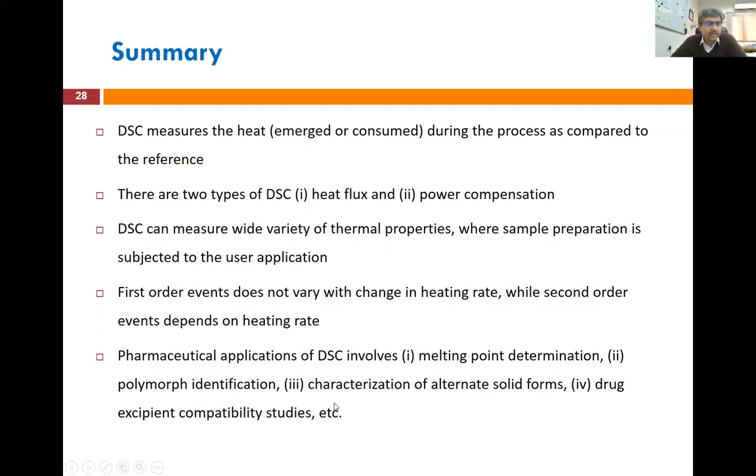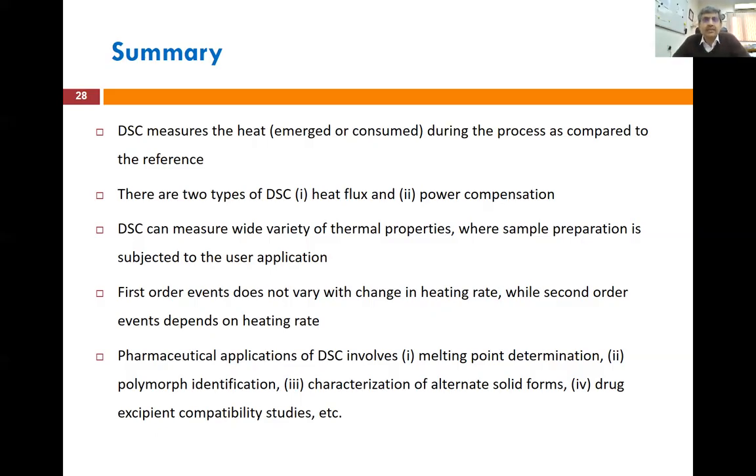So with this, we come to the end of our discussion, and I hope we have been able to highlight the important role differential scanning calorimetry plays as a thermal technique in the solid state characterization of pharmaceuticals. One important point that we need to keep in mind is, while doing the solid state characterization, we try to avoid use of only one technique for characterization. Which means if you are carrying out the DSC, it is most appropriate to use some other additional techniques for solid state characterization as well.